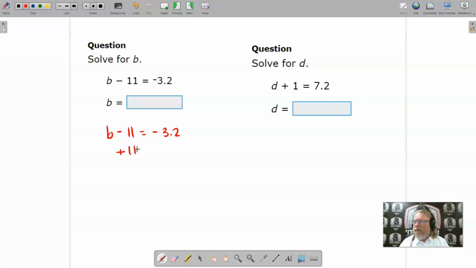So what I'm thinking in my head is I think of this as b plus negative 11. So I need to add the opposite to get rid of it, right? So we're basically just putting together some opposites to create 0. So that's the idea there. And so since we're adding 11, we're going to add 11 over here as well. And on the left, the 11s cancel each other, leaving us with b. Now we have negative 3.2 plus 11. So we're adding a negative and positive number together.